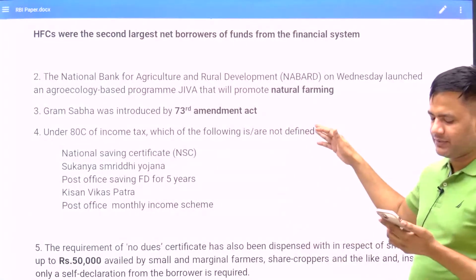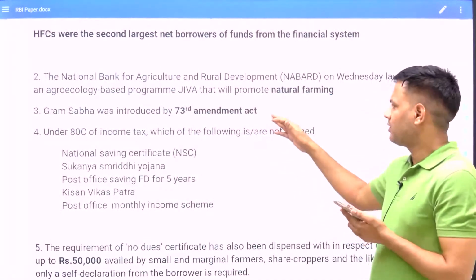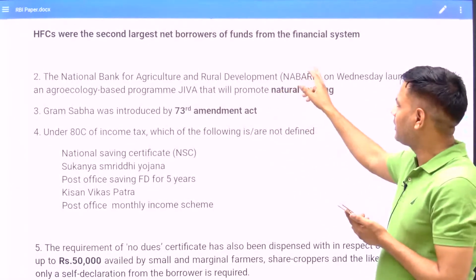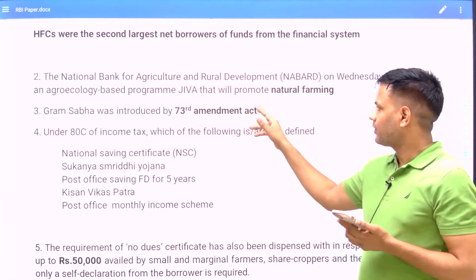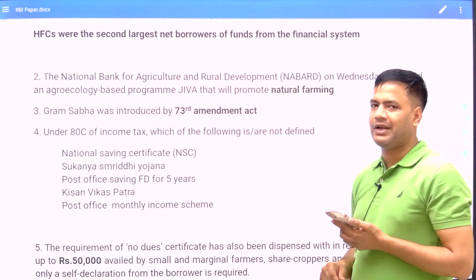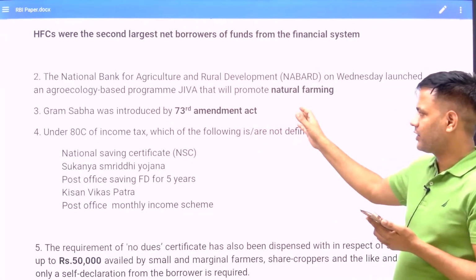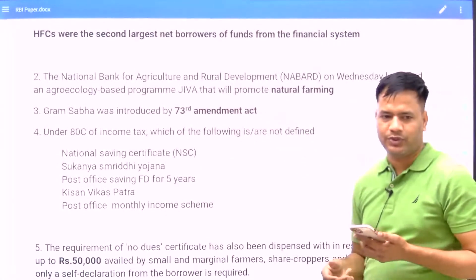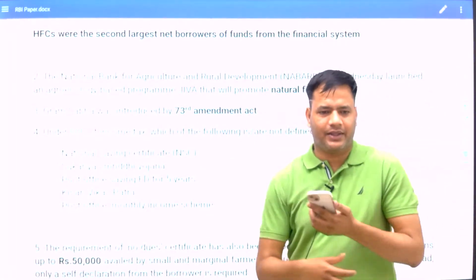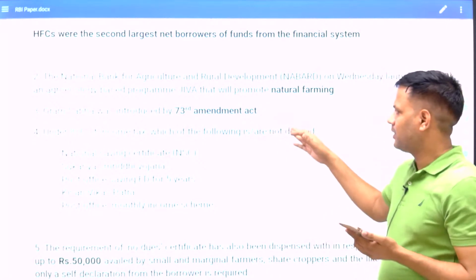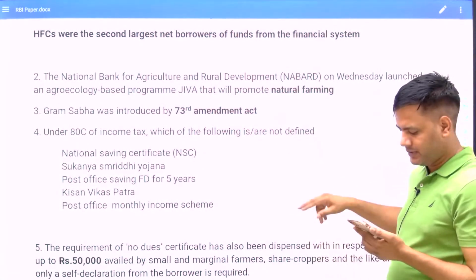Third question was: Gram Sabha was introduced by which act? This is an easy question. The first question was difficult. The second question, the Jiva program of NABARD, was a very easy, direct question. Gram Sabha: everyone who is preparing for RBI has studied this. 73rd Amendment Act.